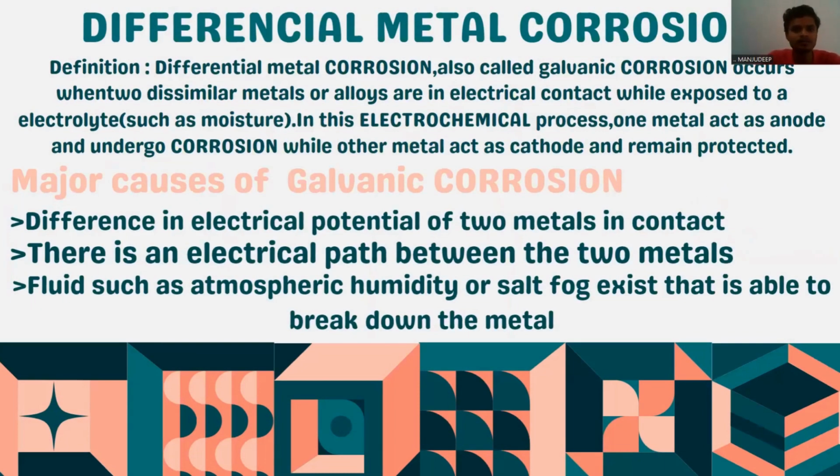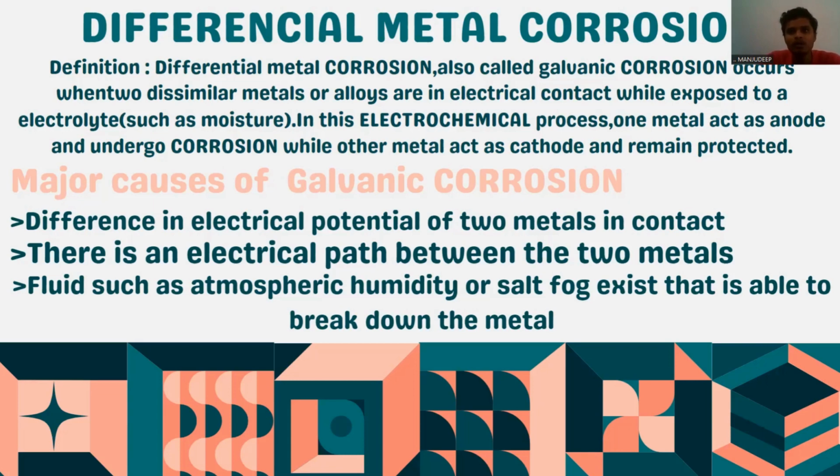So now let us learn about what is differential metal corrosion. Differential metal corrosion, also called galvanic corrosion, occurs when two different metals or alloys in electrical contact are exposed to an electrolyte such as moisture. In this electrochemical process, one metal acts as anode and undergoes corrosion, whereas the other metal acts as cathode and remains protected. So the metal acting as anode will undergo oxidation, and the metal acting as cathode will undergo reduction.